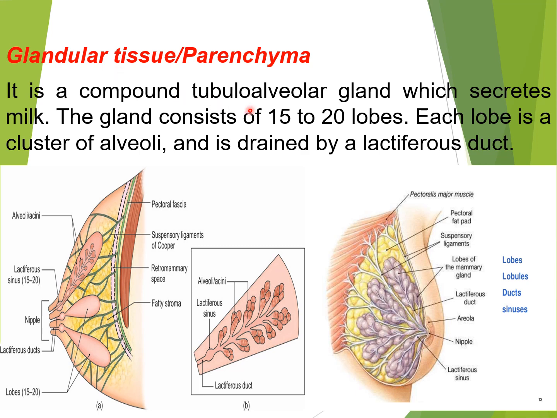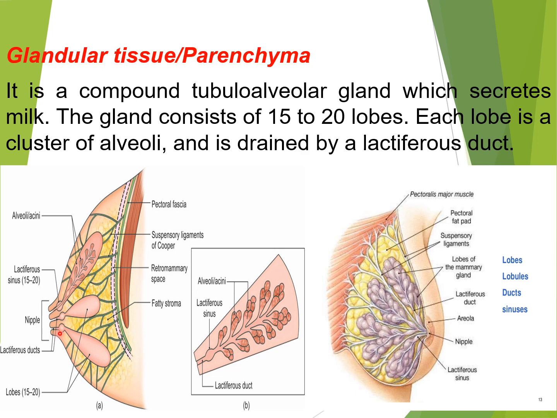It consists of 15 to 20 pyramidal lobes. We can see here 1, 2, 3. So like this you have 15 to 20 pyramidal lobes. Each lobe is drained by a separate lactiferous duct. This you have to remember, this is important. So how many lobes are there? There are 15 to 20 lobes in the glandular tissue.